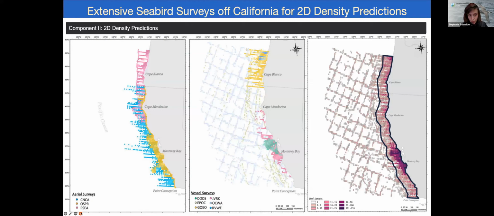This is just a visual representation of the survey efforts. On the left is all the aerial surveys, and you can see their extent offshore compared to the vessel surveys, where we have some very far-reaching offshore data. And then the right panel is the survey effort itself. Once you take all of it together, what was seen, where was looked at the most, you can see Monterey Bay, San Francisco, but that strip that we're predicting, we have the most information for. That's what that slide highlights.